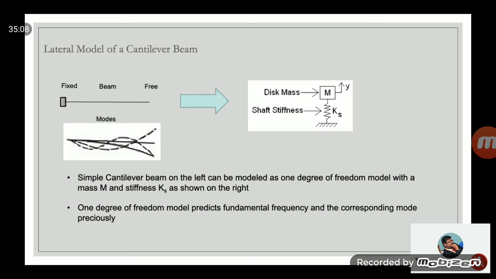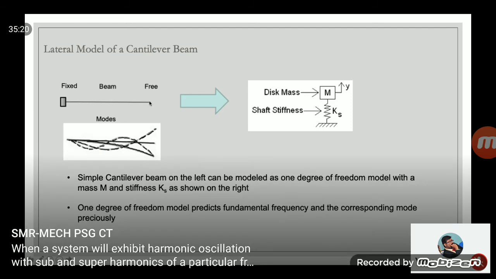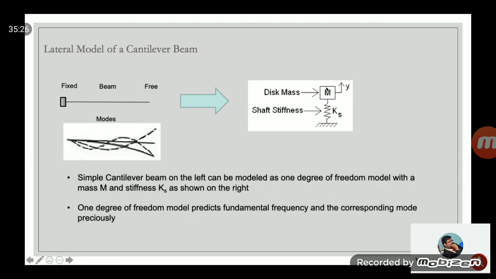Now let's move on to modeling. This is a very simple cantilever beam, as you can see. One end is fixed, the other end is free. This beam can be modeled as 1 degree of freedom, mass and stiffness. With this model you can only estimate the fundamental mode.